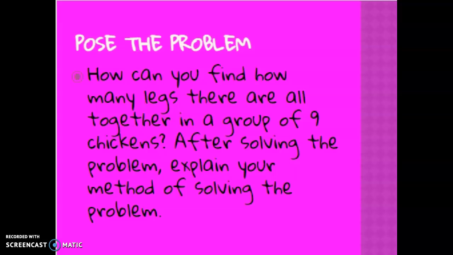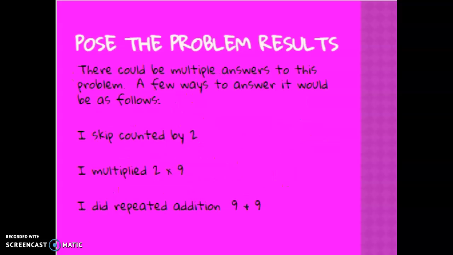Now, since this is not a live lesson and I can't actually talk to you, I'm just going to come up with some ideas that maybe you came up with. You may have come up with different ways other than the ones I have listed, but here are just a few of those. You could have skip counted by 2s, and you could have used your fingers, and you would have found out that if you were skip counting by 2s, you would have said 2 nine times. You could have just simply multiplied 2 times 9.